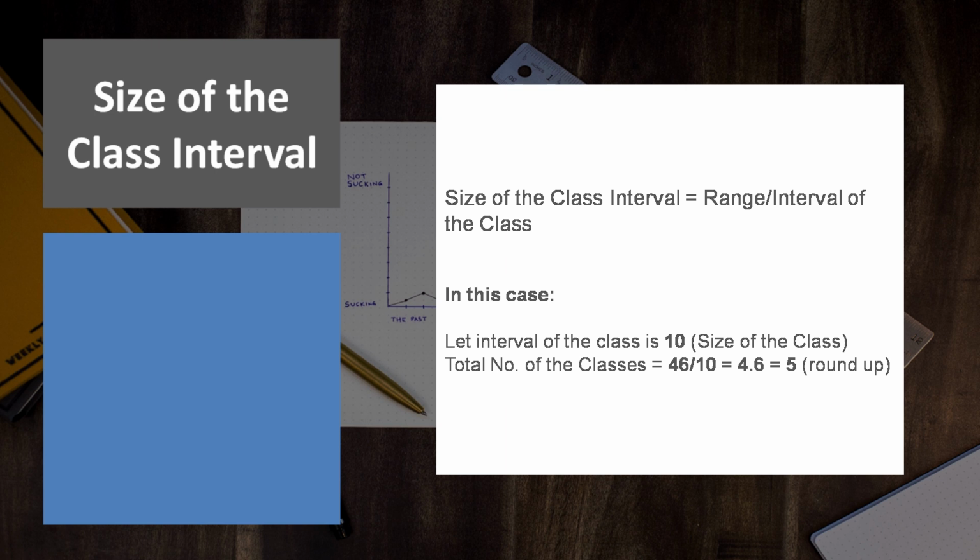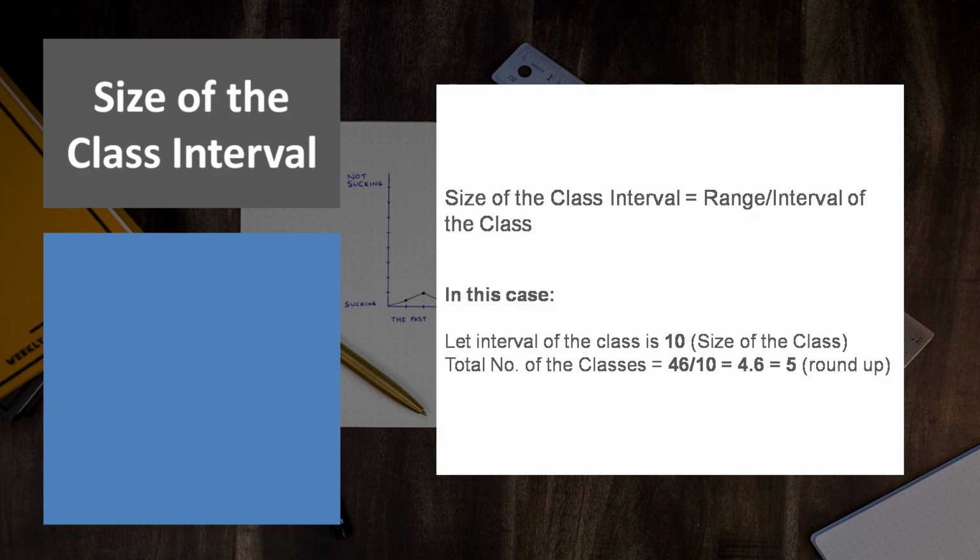Range we have already discussed. In the present example, range is 46. So you have to divide 46 by the interval of the class, which you have to decide. In this case, let the interval of the class be 10. You can also make it 5, but as an example, let the size of the class be 10. To get the total number of classes, 46 is the range and 10 is the size of the class. So 46 divided by 10 is 4.6, which is in decimal term.